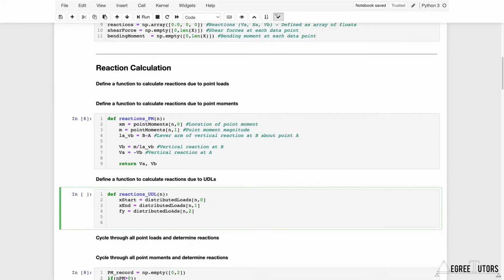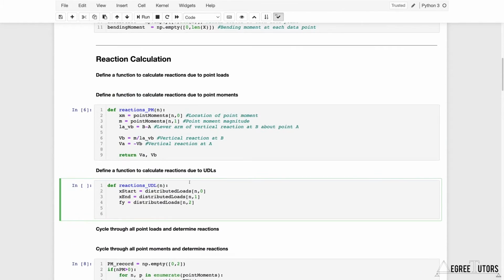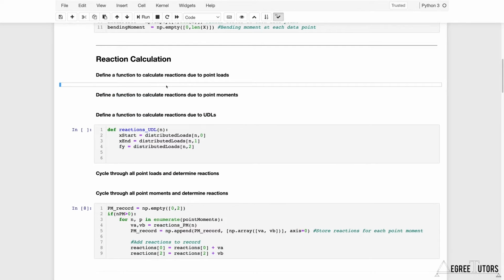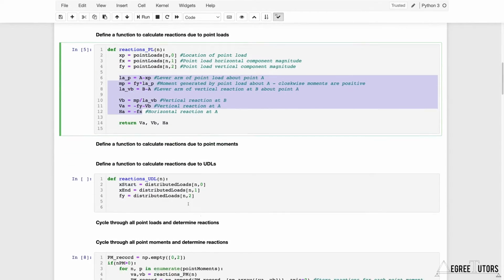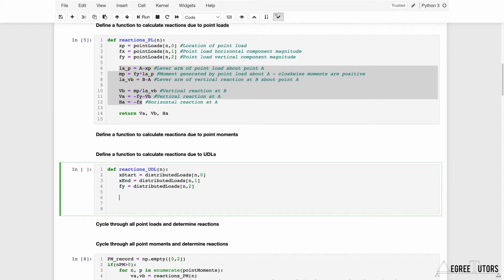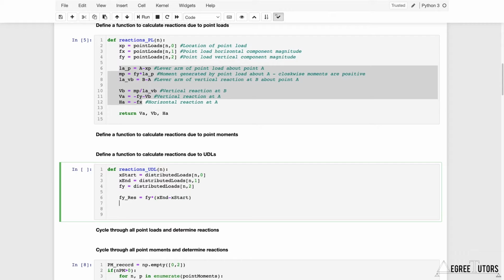All right, so let's work out the resultant, because as I said, it's going to be pretty much exactly how we dealt with a point load. It's just that the little step we have to do before we do this is to work out what's the magnitude and location of the resultant, which essentially is a point load. So we'll say Fy res, and that's going to be equal to Fy times the length over which it acts, which is going to be x end minus x start. And we'll say x underscore res, the location, is going to be x start plus 0.5 times x end minus x start.